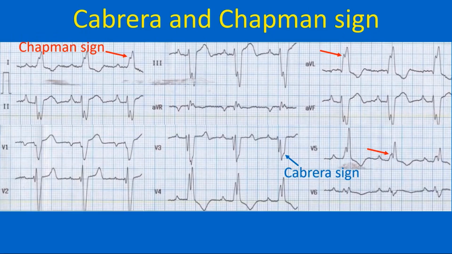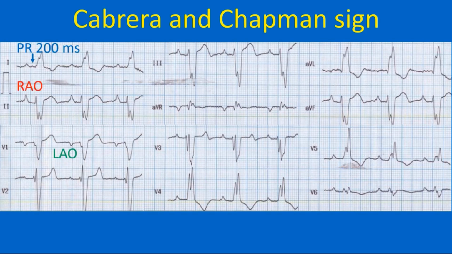ECG showing left bundle branch block with myocardial infarction. Cabrera's sign is seen as a notch in the ascending limb of S wave in V3 of 40 milliseconds. Chapman's sign is seen as a notch in the ascending limb of the R wave in leads 1, aVL and V6 of 50 milliseconds or more. This ECG also shows a PR interval of 0.2 seconds. Sharp P waves in lead 2 suggest right atrial overload and prominent negative P waves in V1 suggest left atrial overload.